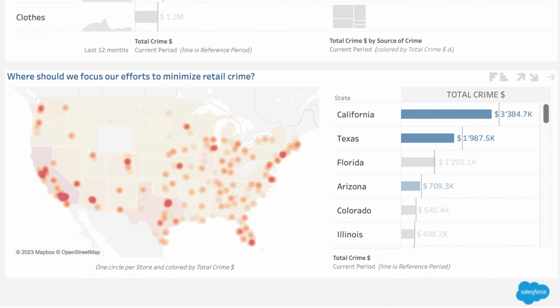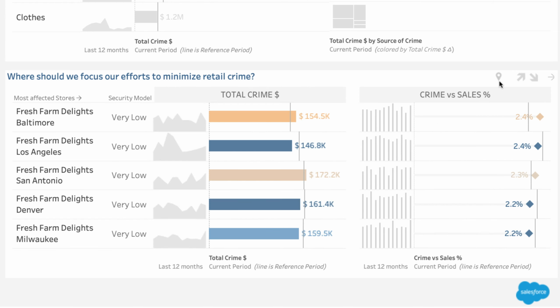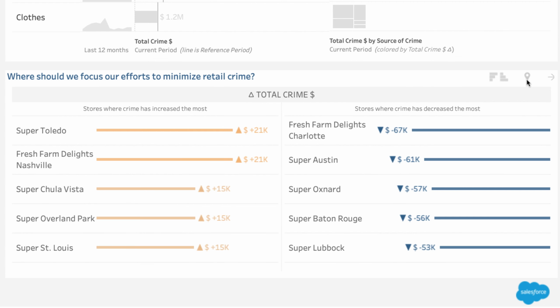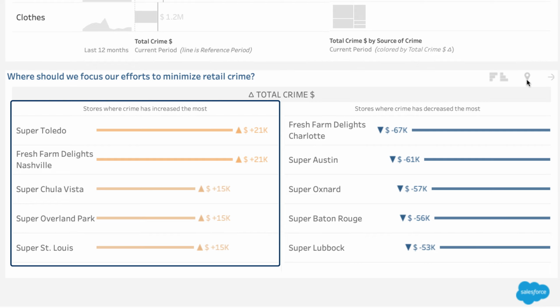Finally, at the bottom right, what are the operational priorities you should focus your effort on? Which regions are most affected by retail crime? Which specific stores require immediate attention? Which are the shops where the situation is changing fastest, for better or worse?